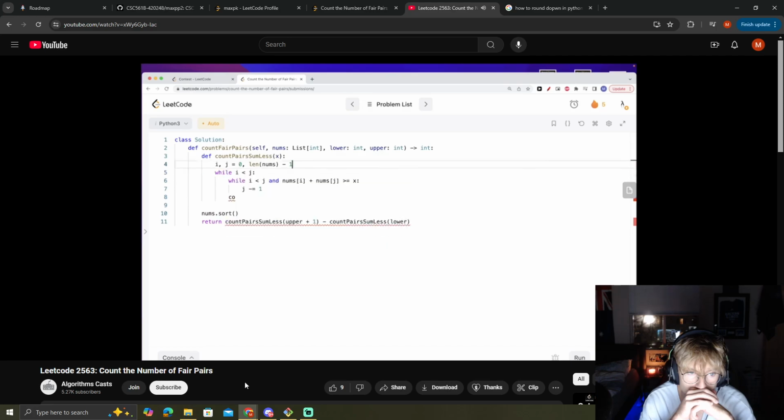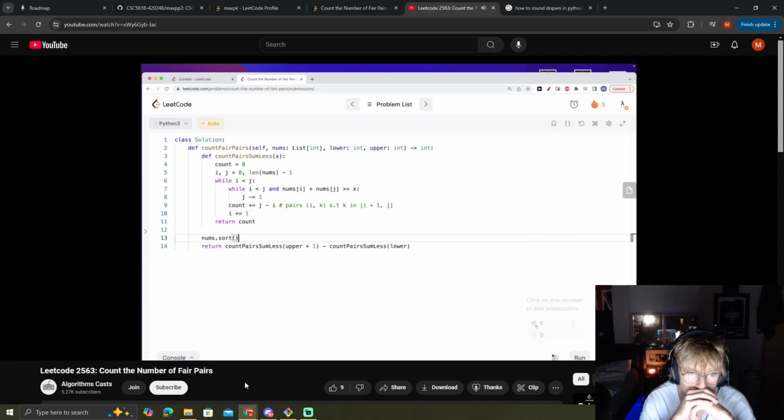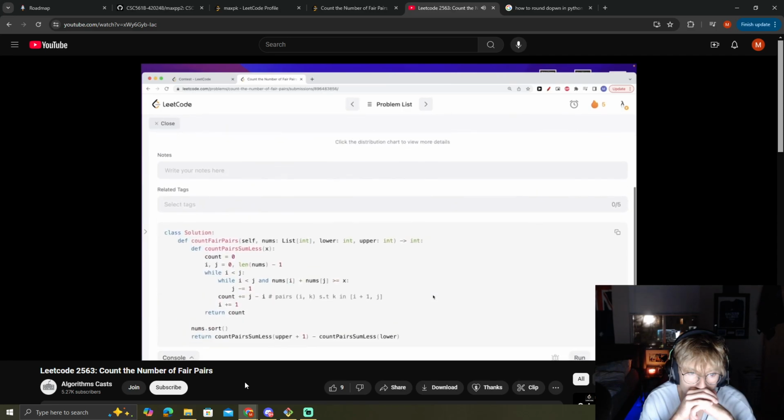So let's call that count equal to 0, and that's what we want to return at the end. And so here, what do we need to add? Well, we said it's just j minus i, right? Those are the pairs with i and let's call this k, such that k is basically in the range i plus 1 to j, right? So those are the pairs that we count here. And then we want to increment i plus 1, okay? And that should be it. So if we run this, looks good, and it passes test cases, right?